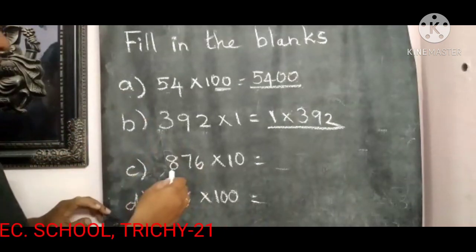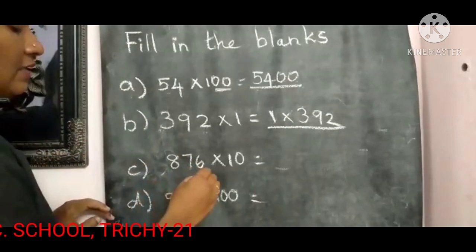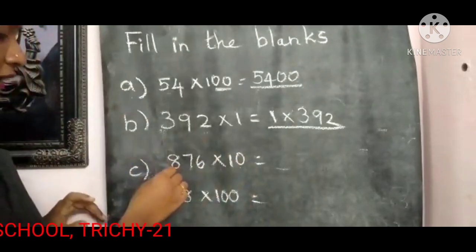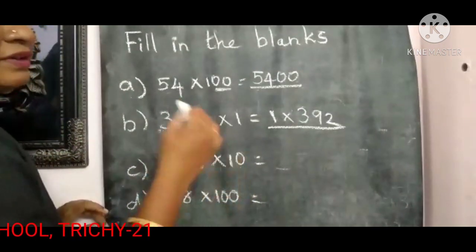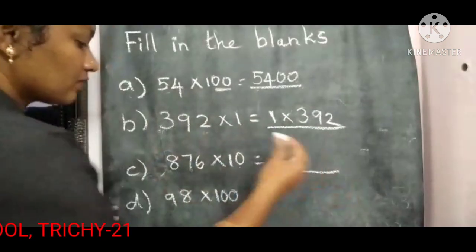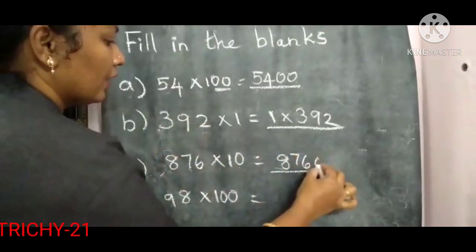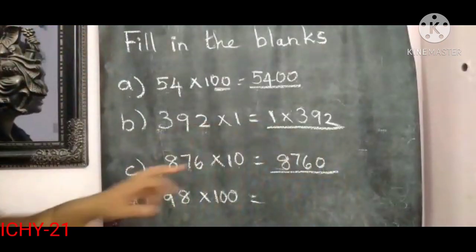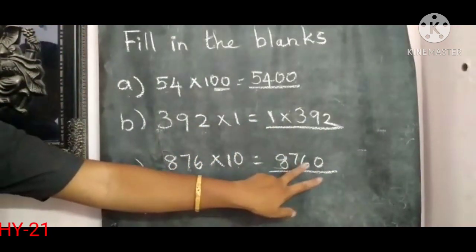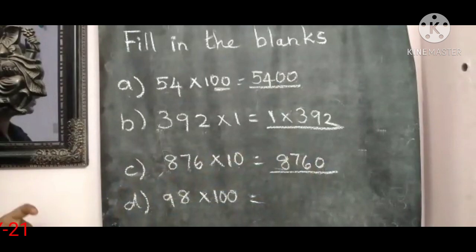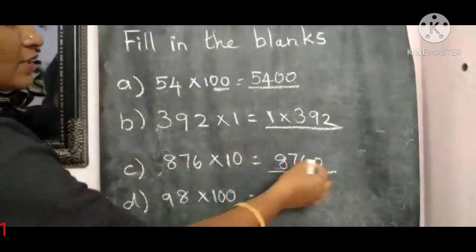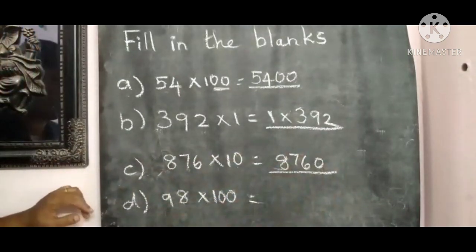And the third one, 876 multiplied with 10. Same thing, you write the number and write 1 zero. So the final answer is 8760.